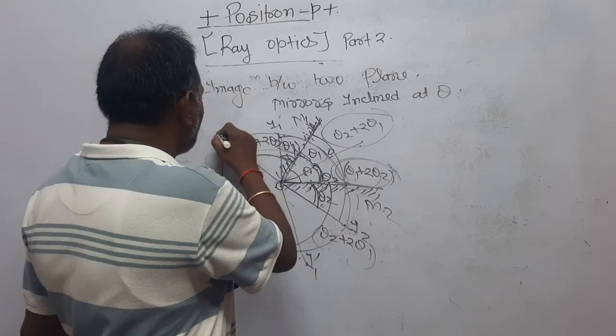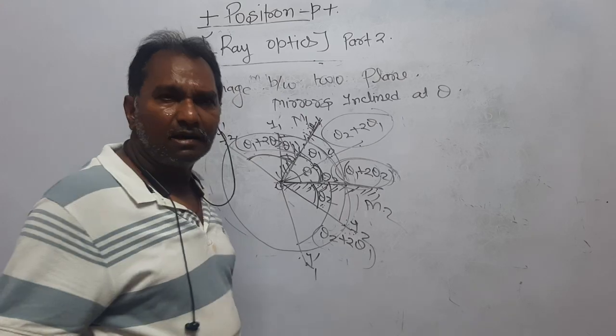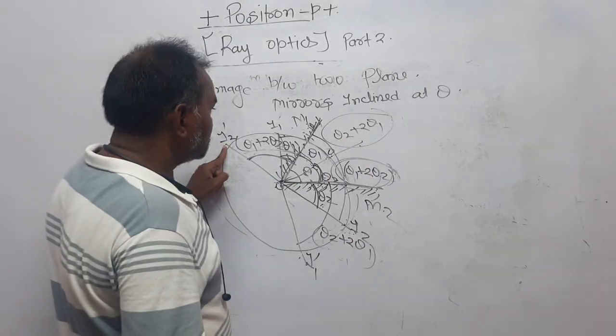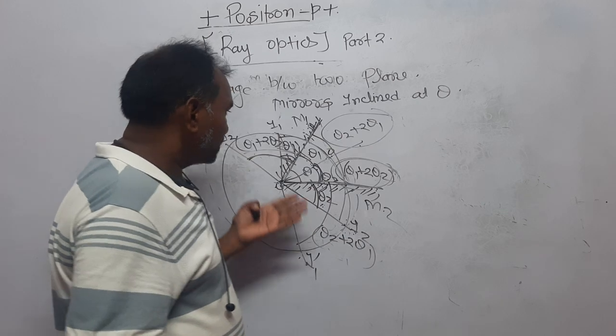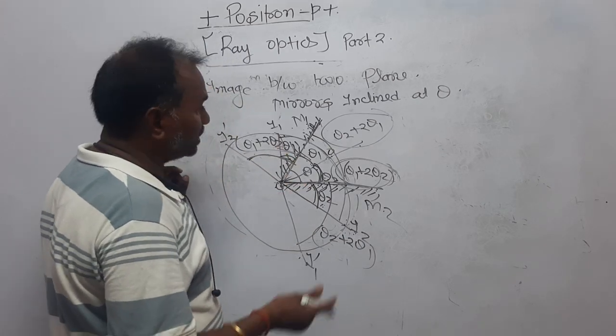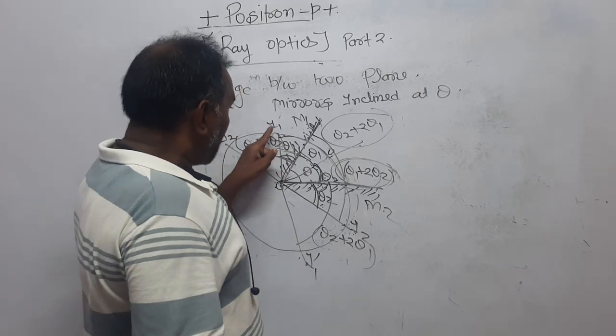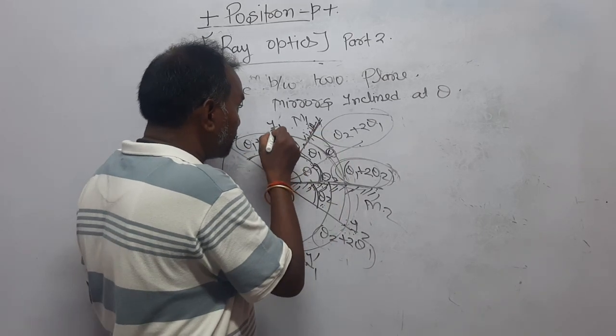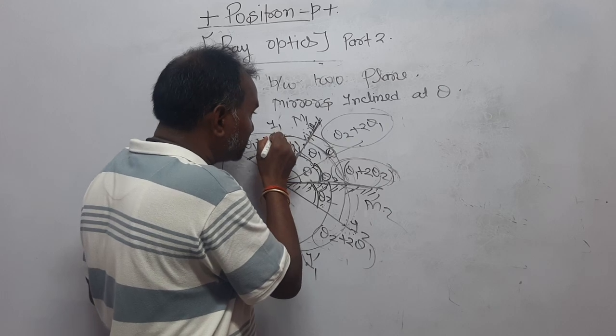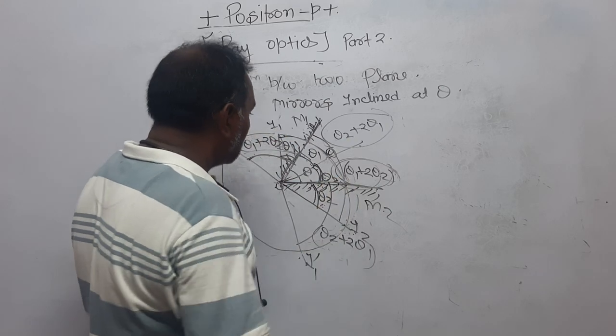It was I2 dash, and it is I1 dash. Dear student, successively I2 dash will now behave like a virtual object, right? Look here, how I1 was the image of O by mirror M1. So I1 behaves like a virtual object for this mirror, right?